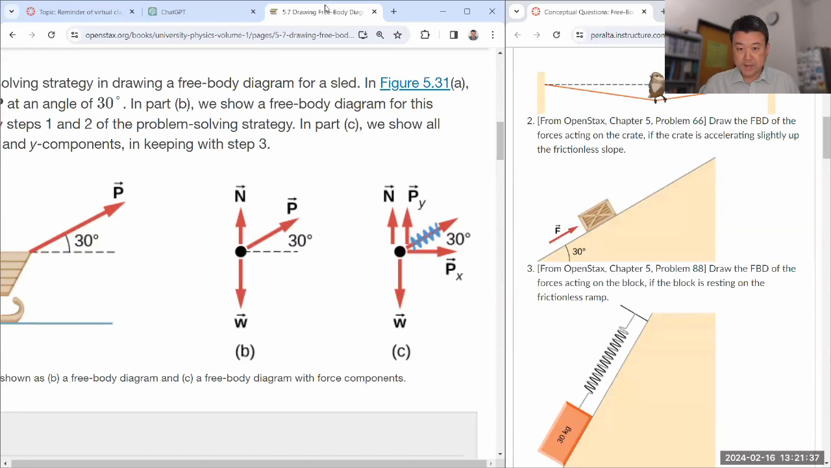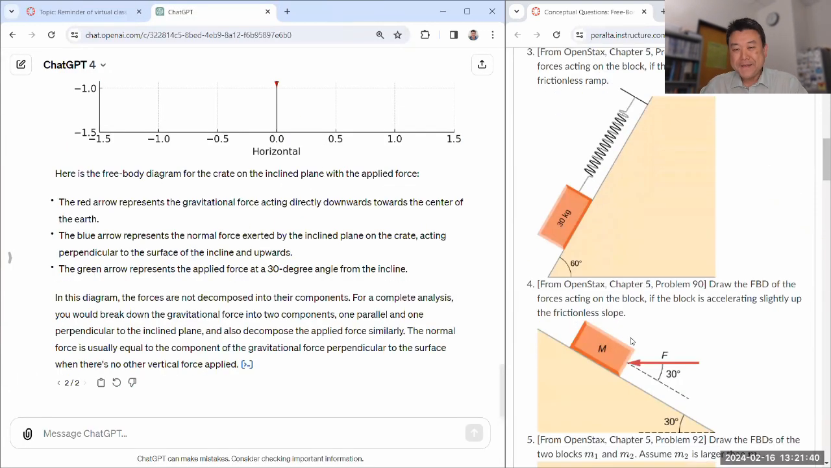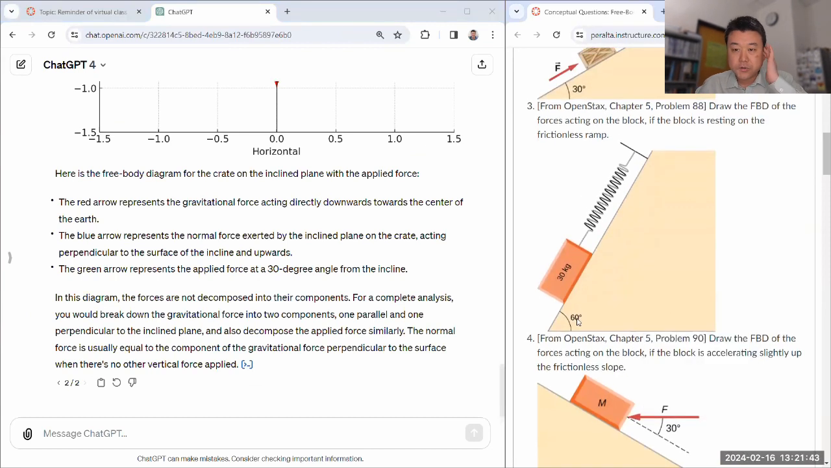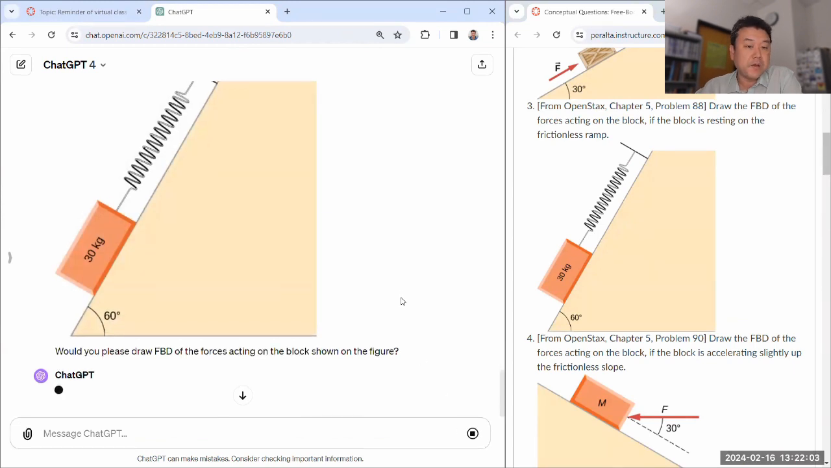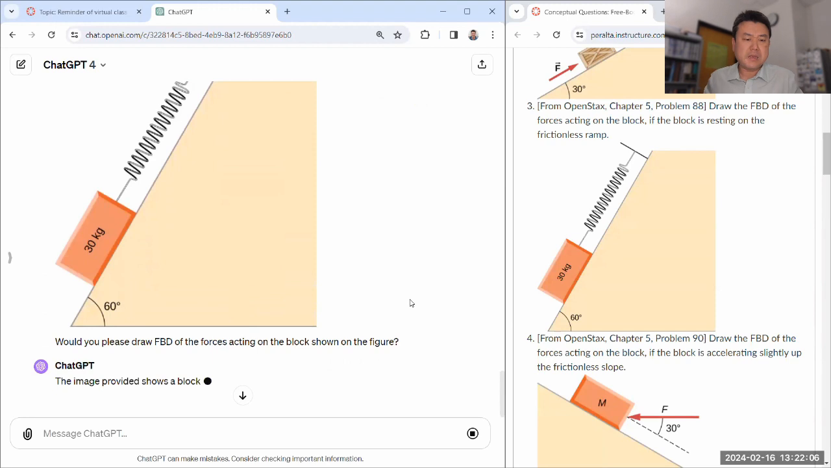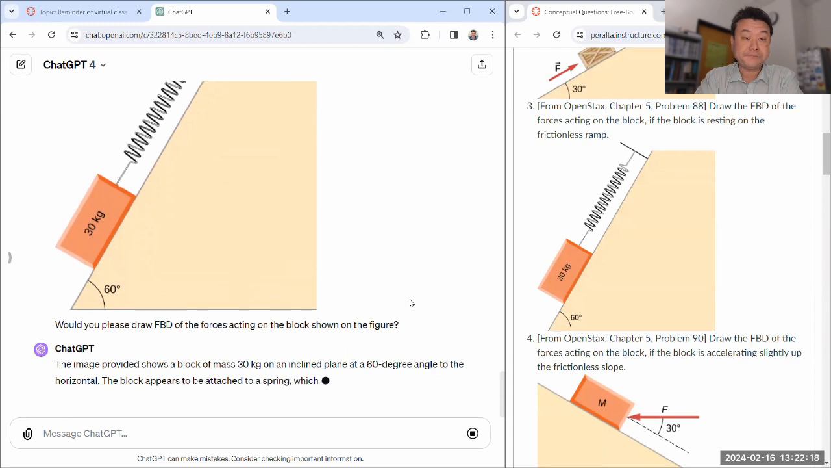So with that, we still have 9 more figures, so let's go through them. Starting with this figure, I'm going to do it in one step. Let's see if I get any different message with that. Would you please draw a free body diagram of the forces acting on the block shown in the figure? Let's see how well it does in a single step process like this. I've been told that sometimes generative AI does better when you ask it follow-up questions, when it's more conversational. So we'll see.